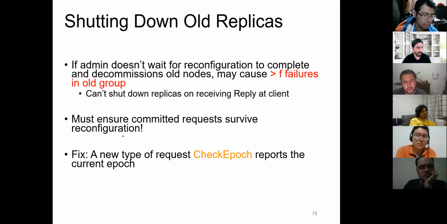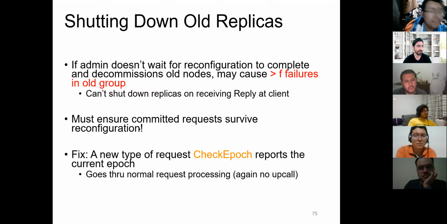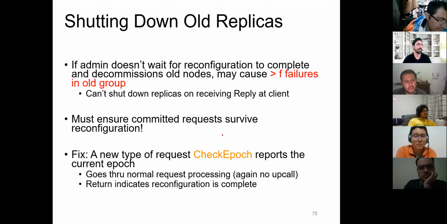So to do that, you can have a new type of request, check epoch, which reports the current epoch to the clients, to make sure exactly what configuration number you are at the moment, so that nothing goes wrong. So it goes through normal request processing. Return indicates reconfiguration is completed. Then, in that situation, it's safe to remove the old replica and add the new replica.